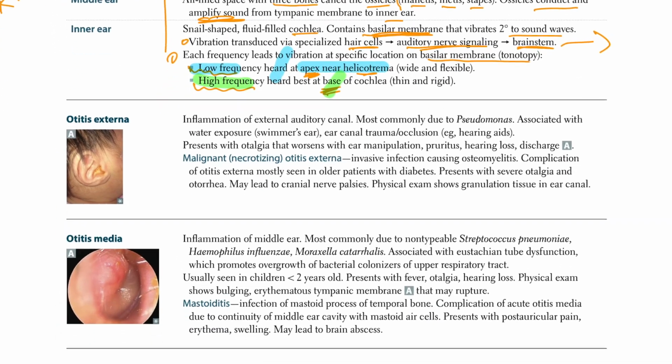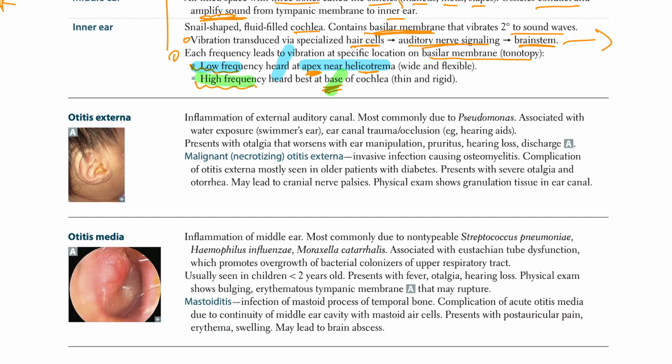Okay, moving on with the actual pathology here, which is otitis externa. As the name suggests, externa, right? External ear. So there's an inflammation of the external auditory canal, most commonly due to Pseudomonas, high yield, associated with water exposure, swimmer's ear, ear canal trauma, occlusion, for example, hearing aid. A patient is going to present with otalgia that worsens with ear manipulation. You can't touch the ear. It's painful. Pruritus is there. Hearing loss, discharge, as you can see in the picture.